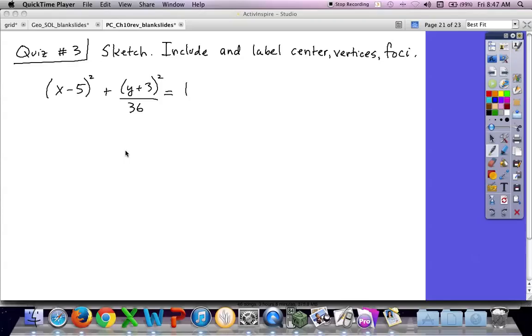Okay, sketch and include the center, vertices, foci. I mean, again, the very first thing is you got to be able to look at that and know what the shape is you're trying to draw here. If you draw the wrong shape, if you're completely not even drawing the right shape, then we have problems. And we had a lot of problems. There was a lot of other shapes.